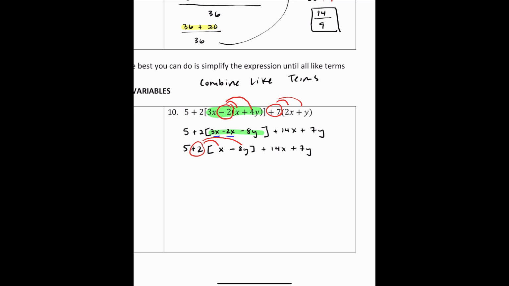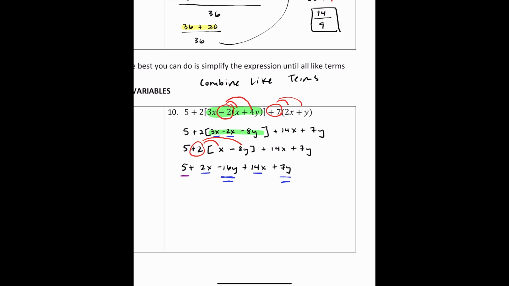So I have 5 plus 2 times x, that's 2x, and then positive 2 times -8y is -16y, plus 14x plus 7y. And now I can go ahead and combine like terms. So I see we have a 2x and a 14x, and we have a -16y and a positive 7y. And then this 5 is going to be alone. So we're not going to combine that with any numbers in this expression.